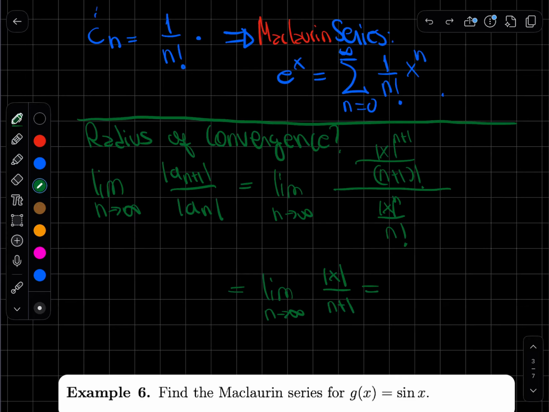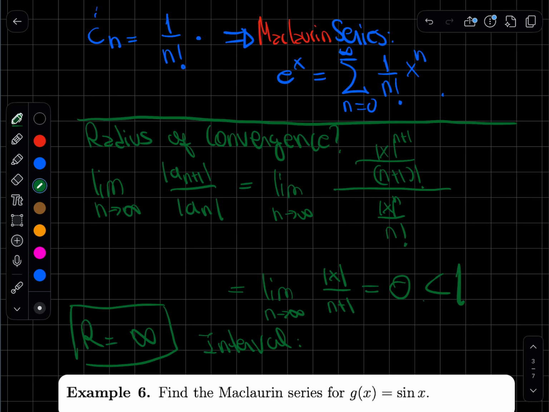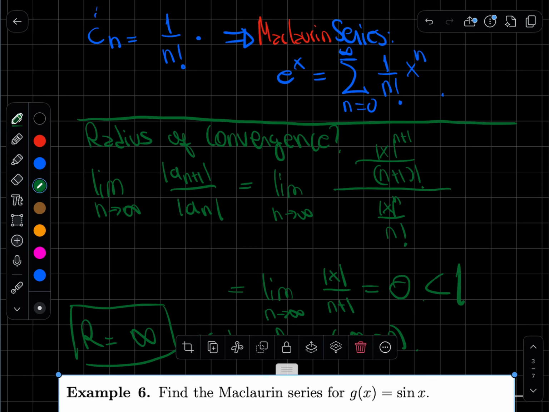Fix an x first. Then make n go to infinity. That will be 0, which is always less than 1, right? Always less than 1. So for any x that I choose, this will converge. So the radius of convergence is infinity. And the interval of convergence is negative infinity to infinity, which means for any number that I want.